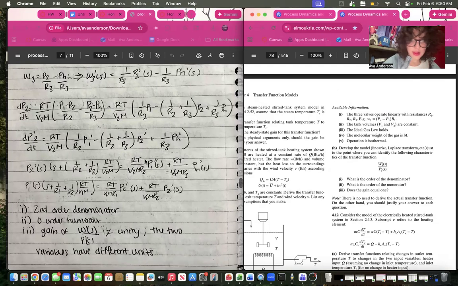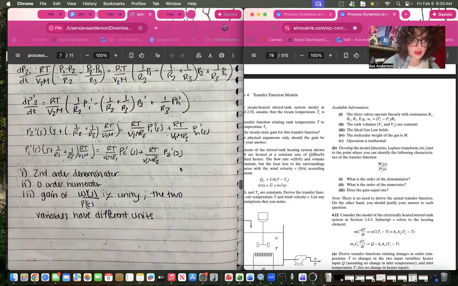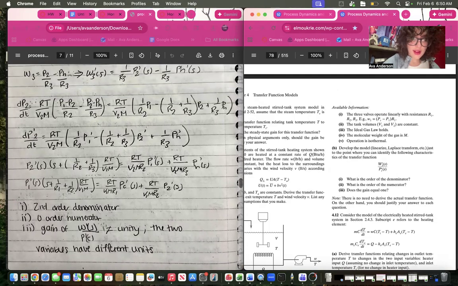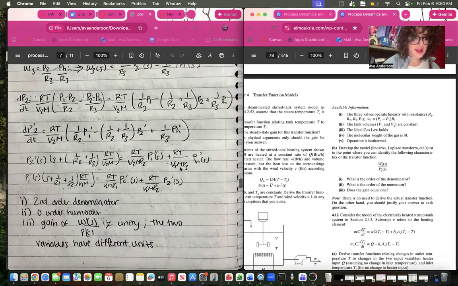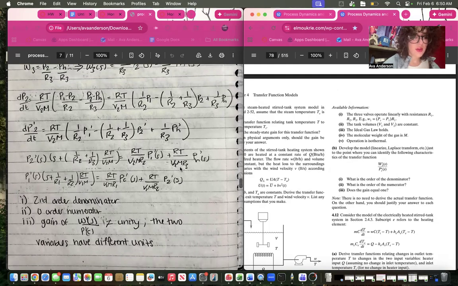And it ends up being a second order denominator. I attempted to solve it. I don't know if I did it right, but it's a second order denominator and a zero order numerator. And you have a gain of W prime of S over P prime of C. It doesn't have unity because the two variables have different units. Yay.